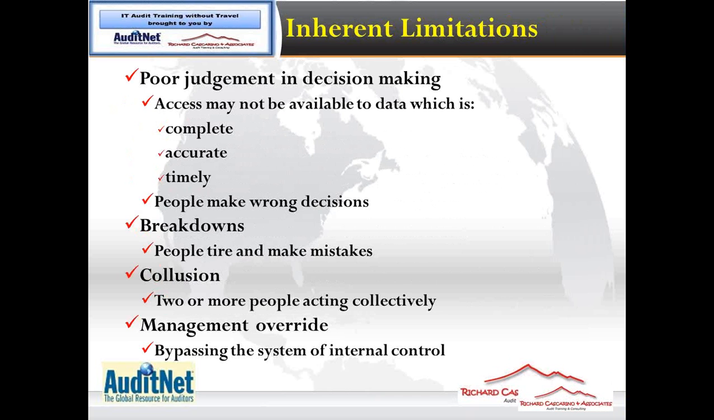We've put all the controls in place to circumvent the risks. But now you've got two or more people acting collectively, deliberately to circumvent the controls. So your controls are not going to be effective. You get management who say, well, that's okay. All of those controls are appropriate, but they don't really apply to me because I'm a manager. And therefore they bypass the system of internal controls with the famous unpredictable results.